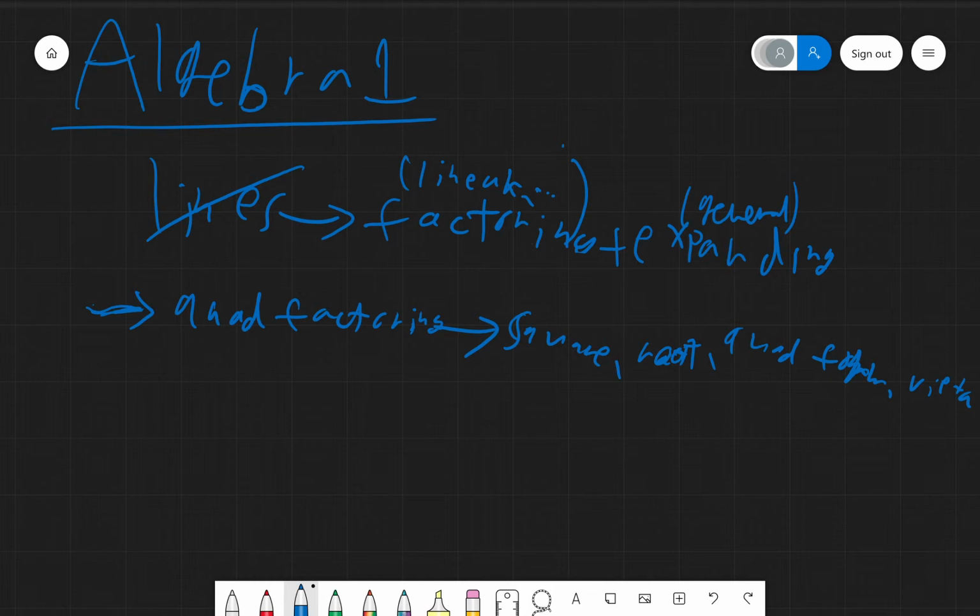Today I'm going to be talking about Algebra 1, and we're going to be talking more about Algebra 1. In the last two videos, we talked about lines. The lines are cool, but now we're going to talk about better things: factoring and expanding.